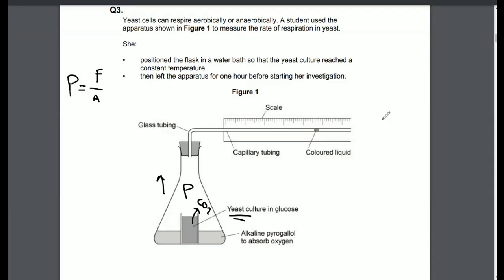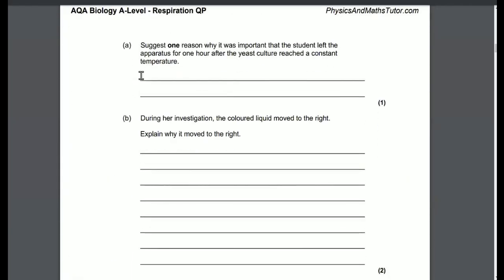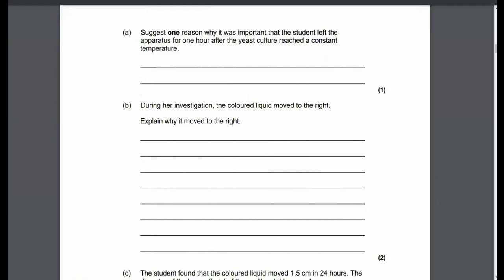And when the pressure is higher here, it forces the liquid to the right. Okay, so we would expect the liquid to move to the right because there is an increase in pressure in the flask caused by the yeast releasing carbon dioxide. So you can make sure you have a go at these questions by pausing the video and then writing down the answer afterwards.